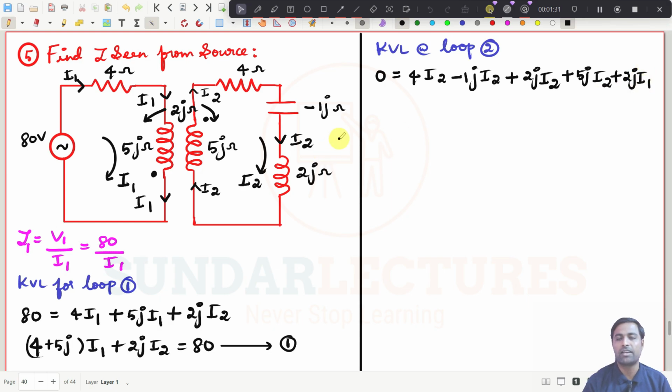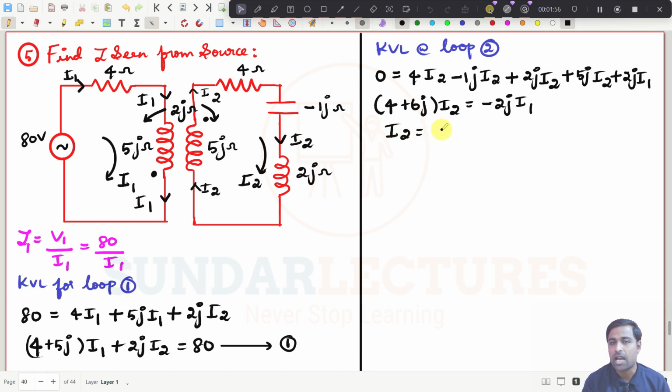It is I1 simply. And if you further simplify this, I'm not going to give you the exact simplification. I will directly write the equation. So you will get an expression like this. See, what I need here is the value of I1, so I need to write I2 in terms of I1. So what is I2 here? I2 can be written as minus 2j I1 divided by 4 plus 6j.